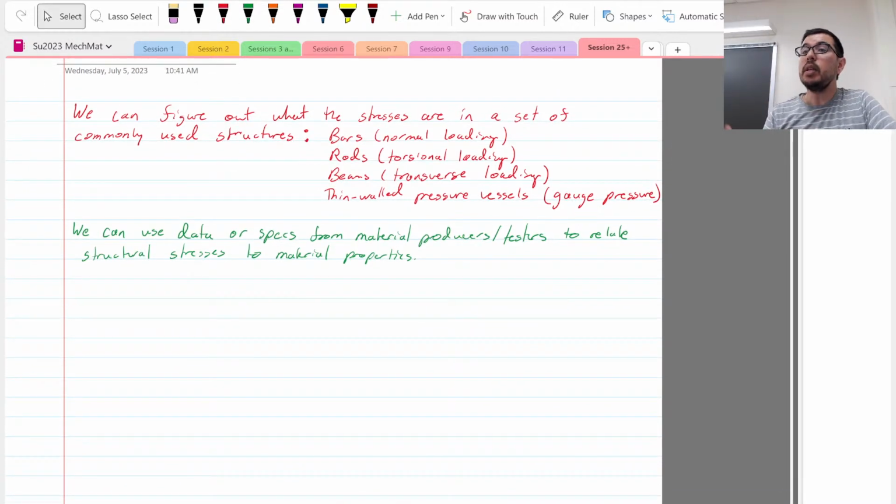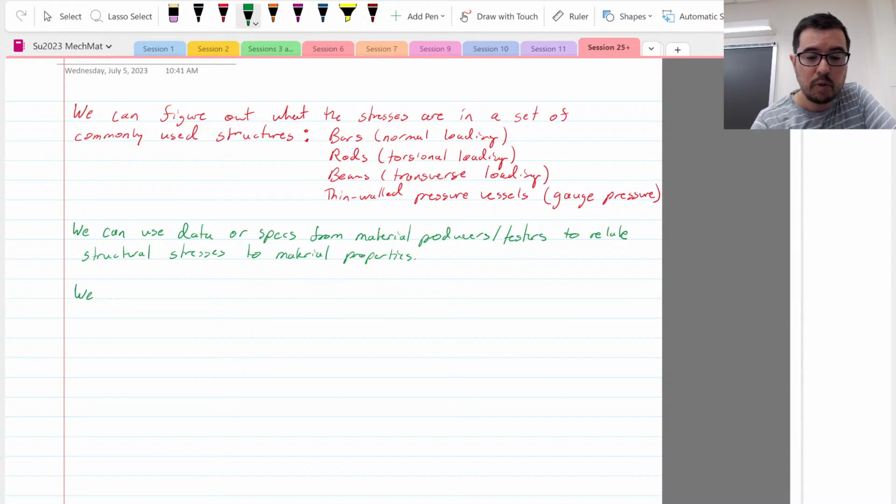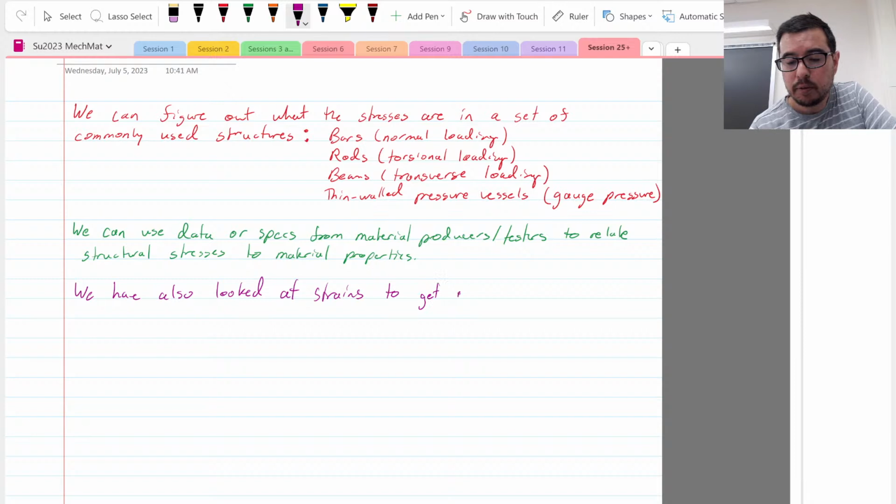Another thing we've done is we've looked at strains, right? So we've looked at strains to get an idea of how structures might deform.